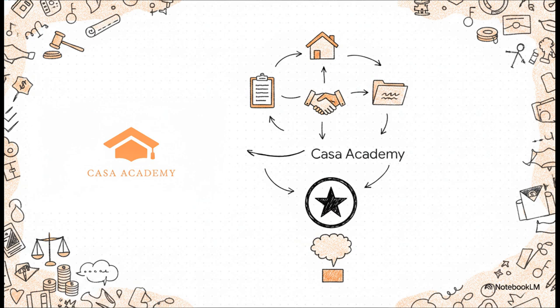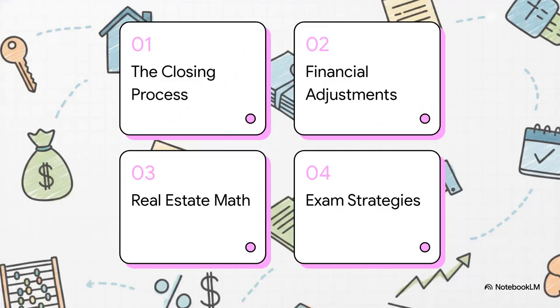Okay, let's dive into this, because in this chapter, we are going to bring all those abstract ideas together. We're literally taking everything you've learned and translating it into the concrete reality of finalizing a deal. It's the whole shebang. To get us there, here is a quick roadmap for this explainer. We'll be hitting Section 1, the closing process defined, Section 2, financial adjustments and prorations, Section 3, navigating real estate math, and wrapping up with Section 4, strategies for exam success.